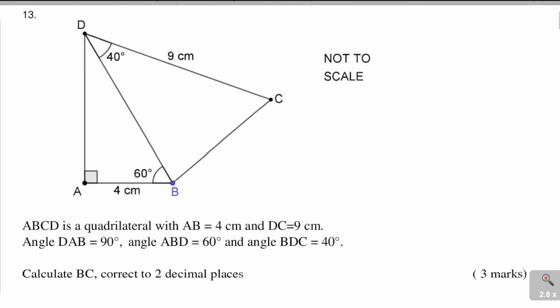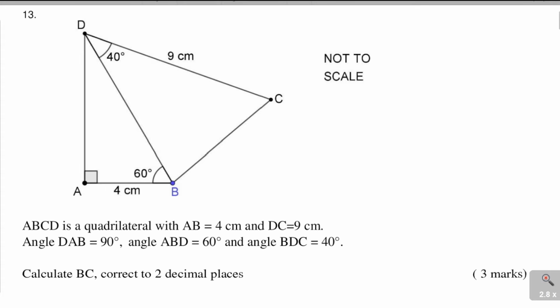Question 13. ABCD is a quadrilateral with AB is equals to 4 centimeters and DC is equals to 9 centimeters. Angle DAB is equals to 90 degrees. Angle ABD is equals to 60 degrees. And angle BDC is equals to 40 degrees. Calculate BC correct to 2 decimal places. The diagram is not drawn to scale. So just study that diagram, ABCD, and then look at the question. You're required to get BC.